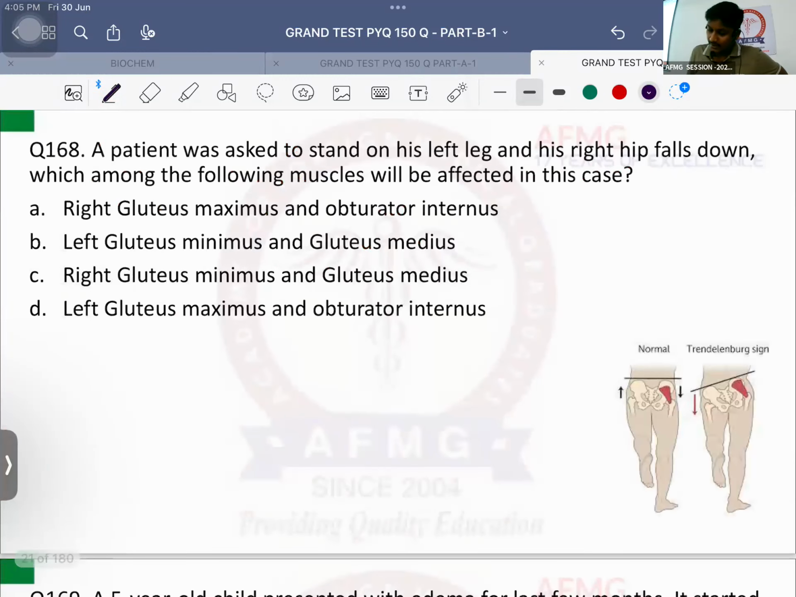Question number 168, it states a patient was asked to stand on his left leg and his right hip falls down, which among the following muscles will be affected in this case? What is this test performed?